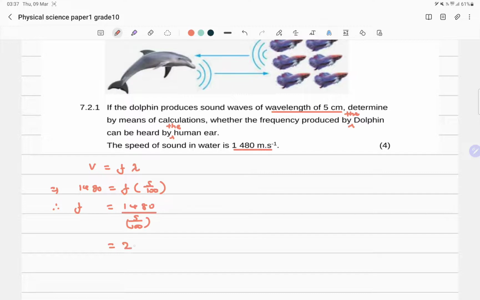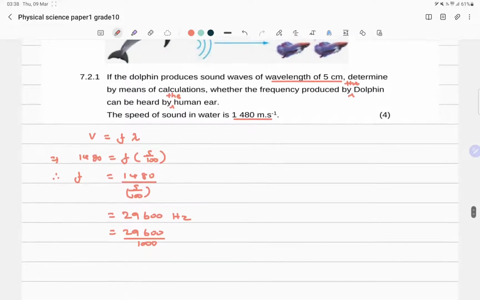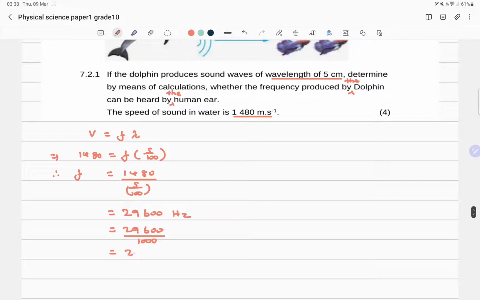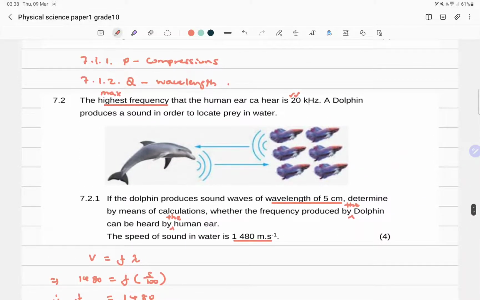So I'm getting 29,600 hertz, which is also the same as, when you divide by 1,000 to take it to kilohertz, 29.6 kilohertz. Okay, because they gave it in kilohertz.